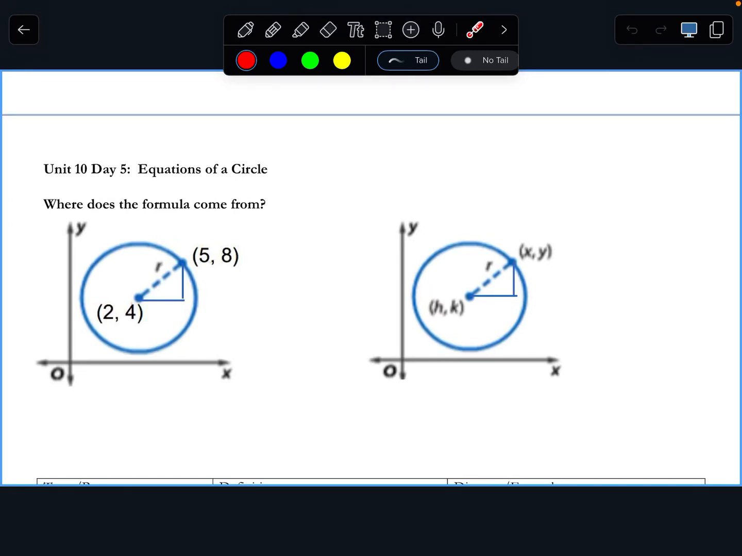So a line has that form, a square root curve has that form, and now we're doing a circle, okay?